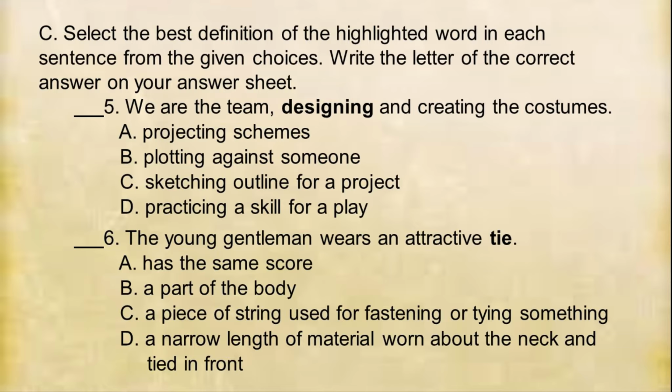6. The young gentleman wears an attractive tie. A. Has the same score. B. A part of the body. C. A piece of string used for fastening or tying something. D. A narrow length of material worn about the neck and tied in front.